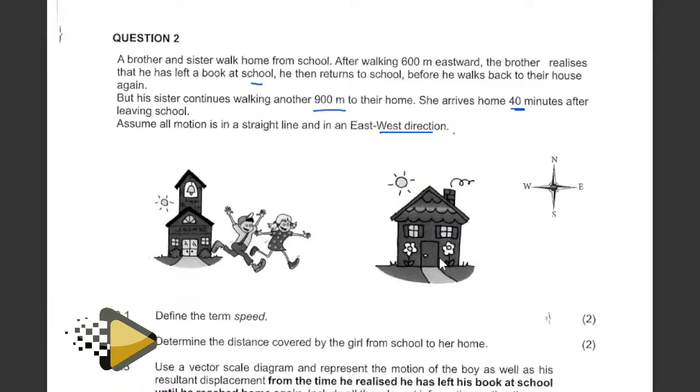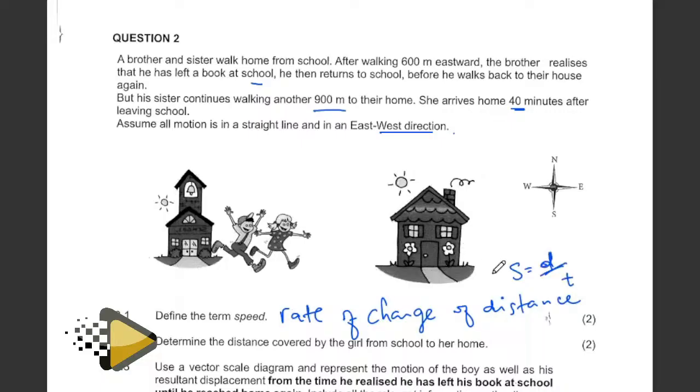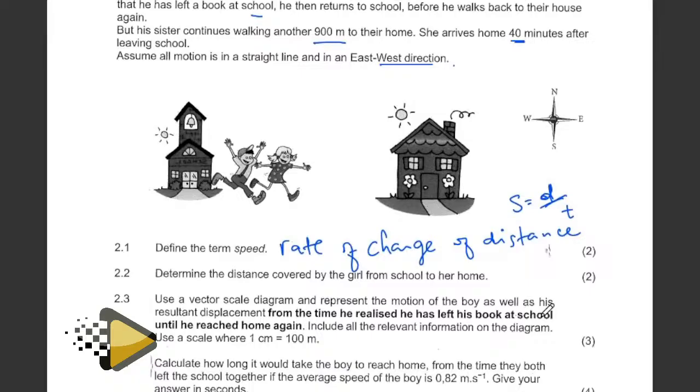So we could say that speed is just the rate of change in distance, the rate of change of distance, because velocity will be displacement. We know that speed is distance divided by time. Or you could give it that way: the distance traveled over the time taken. Okay, then determine the distance that is covered by the girl from school to her home.